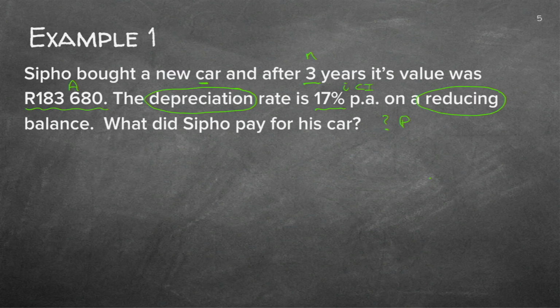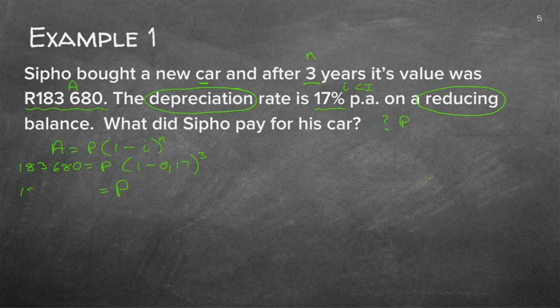Otherwise you see the answer. Let's just do it just here. We're going to write down our formula. A is equal to P, reducing compound. Depreciation has got the minus formula. Compound has got the N hanging in the air. So let's see what we have. We have the A, 183,680. We do not have the P. We have the I, 0.17. We have the N, 3. P is the thing that we want.